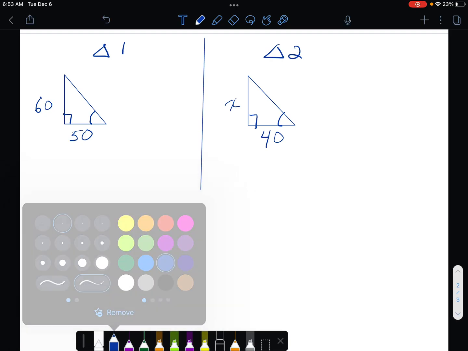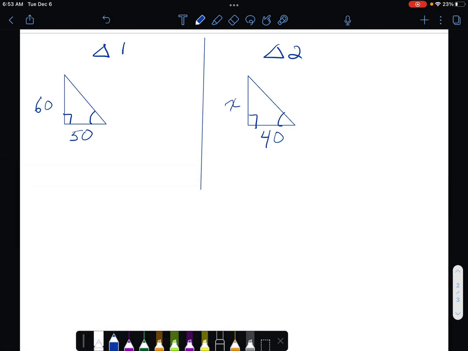Remember, we have to make ratios of one side of one triangle to one side of the second triangle. So for my first triangle, it's 60, and my second triangle is x, and that's equal to, from my first triangle, 50, to my second triangle, 40. So it's 50 over 40. And then I solve. I'm going to solve using the butterfly method.